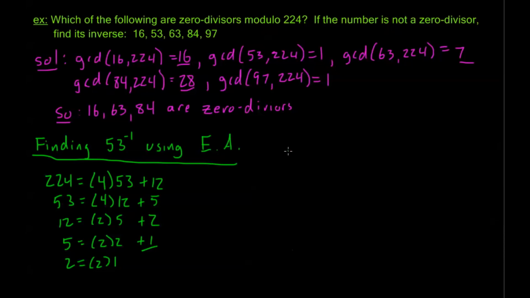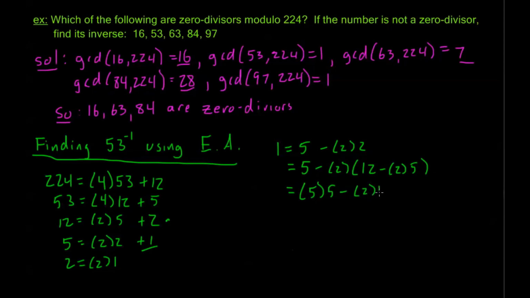So I'll go through this reverse algorithm a little quickly. 1 equals 5 minus 2 times 2. Now I can substitute in for 2. This is going to be 5 minus 2, subbing in for 2 from here, I get 12 minus 2 times 5. Simplifying this and combining these 5s, I have a plus 4, 5 plus 5. So that's 5 times 5 minus 2 times 12.